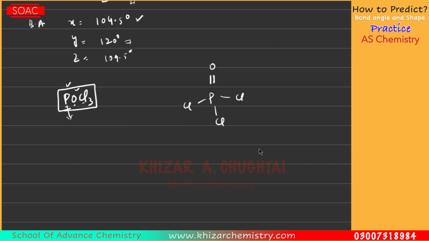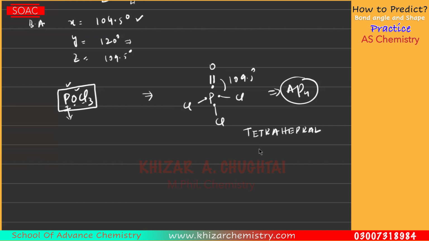Yes, it is true. So let's see how many lone pairs are left behind on the phosphorus atom at the moment. So it will have 5 bonds, and no lone pair. So this is an AP4 type molecule, and the bond angle will be 109.5. Good. Its shape is said to be tetrahedral. Tetrahedral shape.